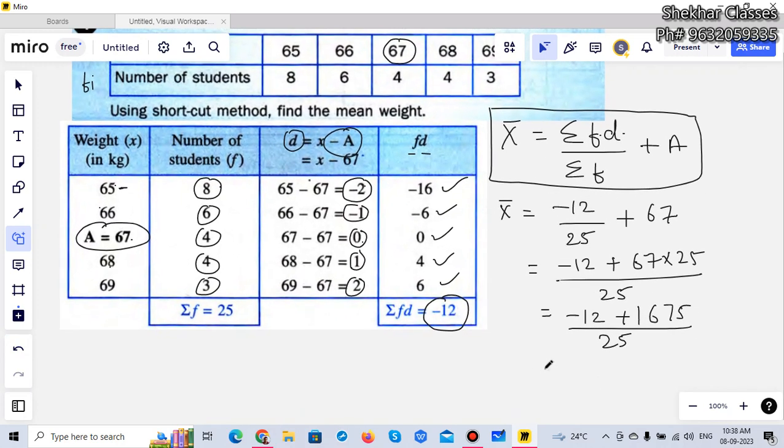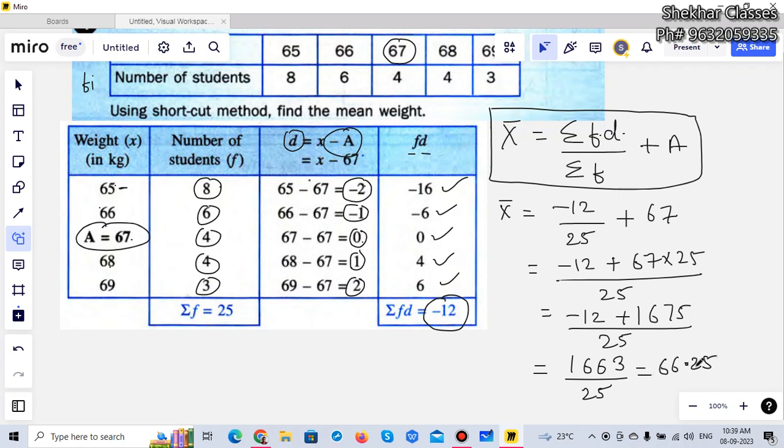If I further do that, from there I have to subtract 12, right? So if I subtract, I will get 1663 upon 25. Whatever we have got has to be divided by 25. It gives 66.52. So the mean is 66.52, and this is the average weight of the students.